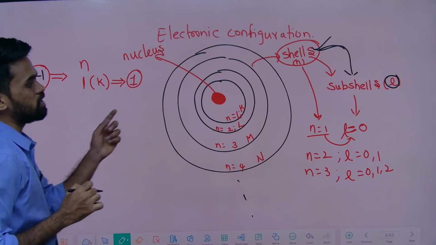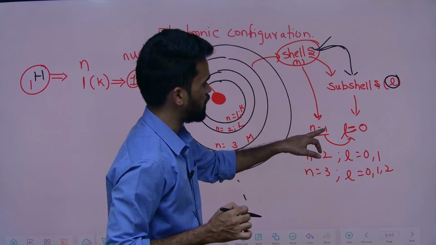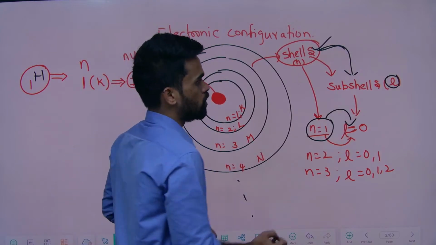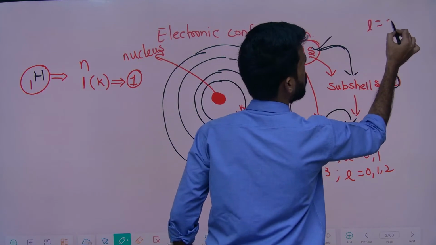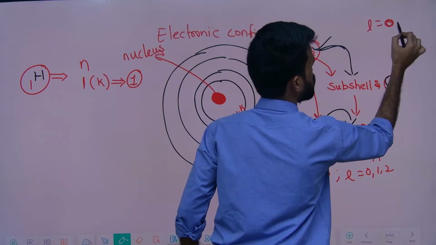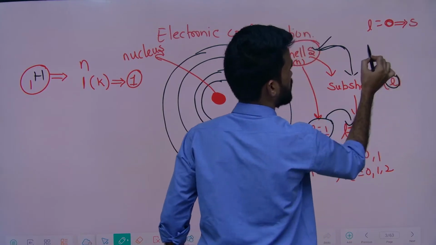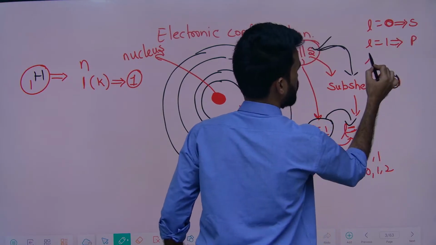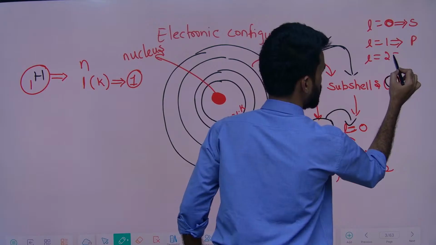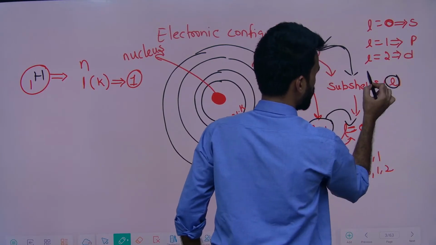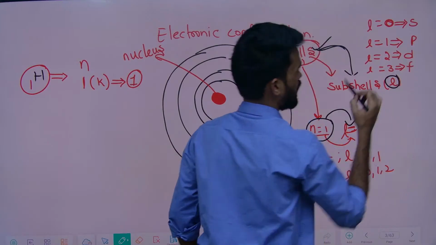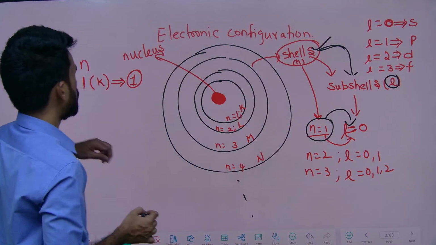Okay, in the first shell, n equals 1, the subshell is L equals 0. If the L value is 0, that subshell is indicated with the symbol s. If L equals 1, the symbol is p. If L equals 2, the symbol is d. If L equals 3, the symbol is f. Like this we have. Okay, so now what is n?